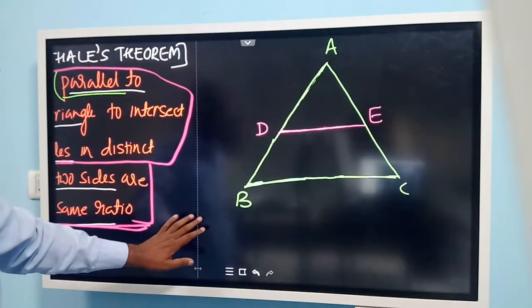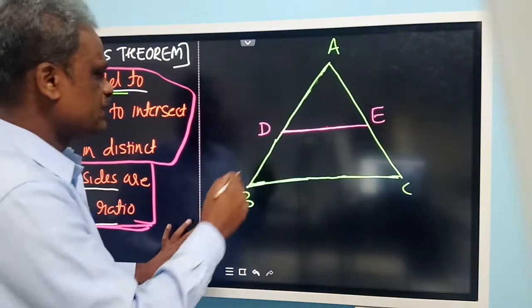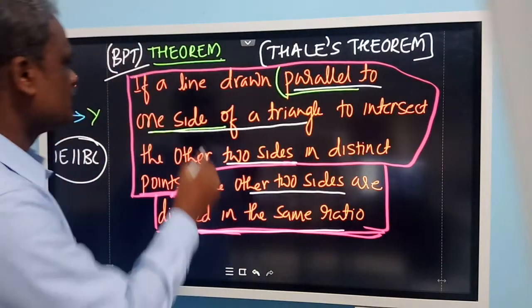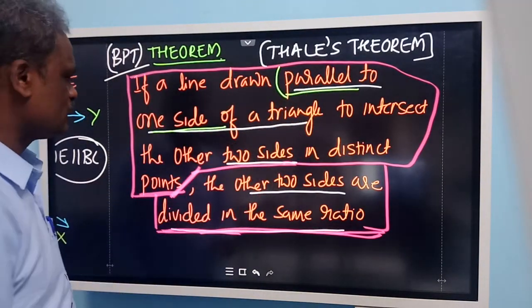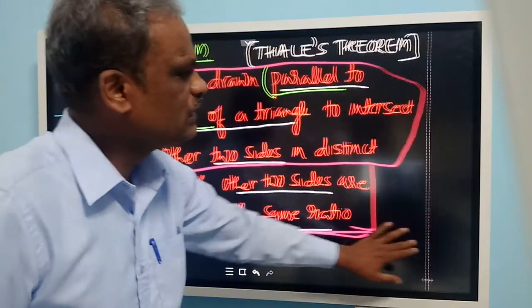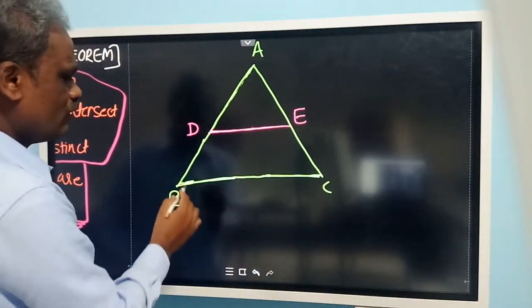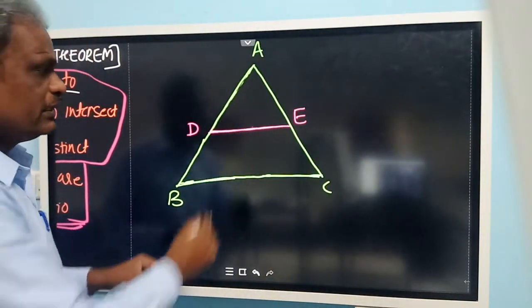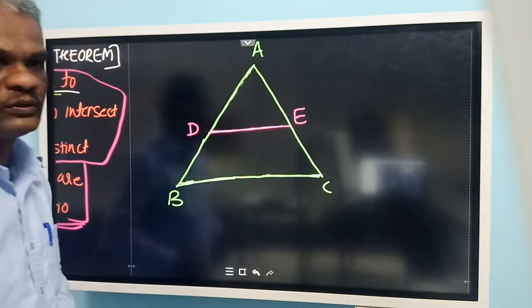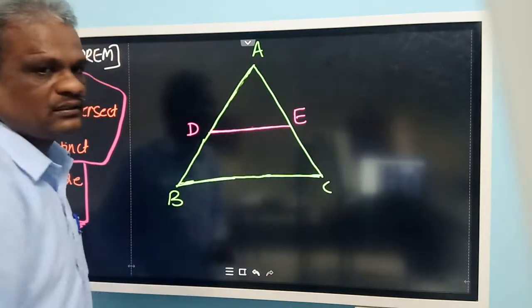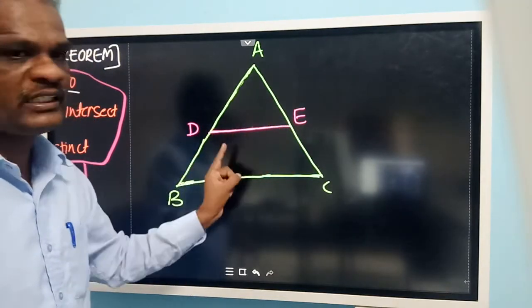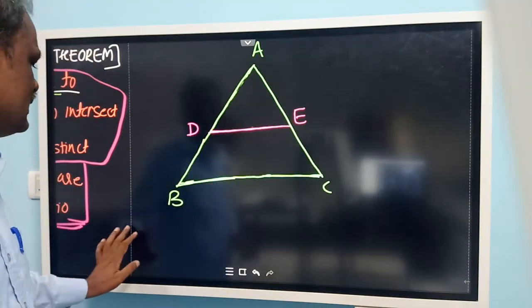Yes, look at this triangle, as per the statement. A line drawn parallel to one side of a triangle to intersect the other two sides in distinct points. So here, DE is a line parallel to BC, intersecting AB at D and AC at E. These are the two distinct points. So that is as per the data.